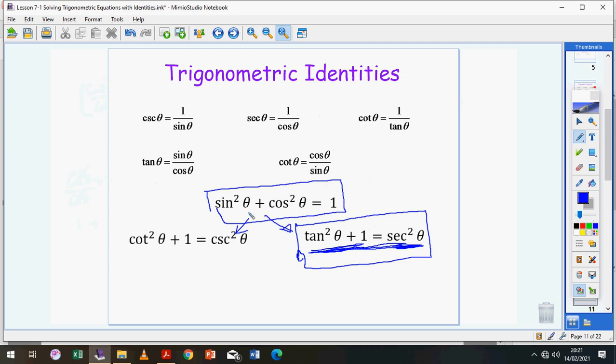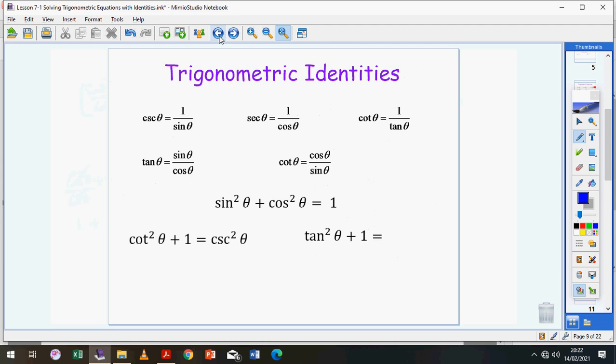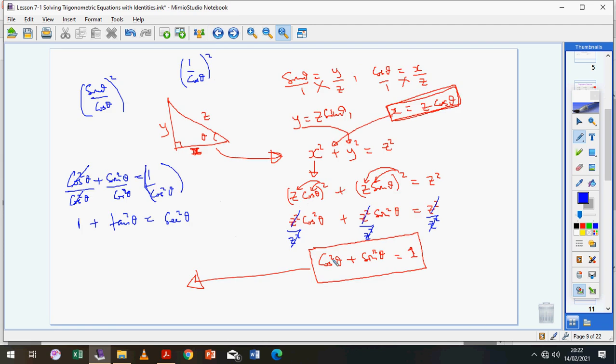If you eliminate cosine, you get the tangent one. If you eliminate sine, you get the cosecant one. That's what I was going to show you here. If I do this again, but instead of eliminating cosine, I try to eliminate sine, I'll divide each term of the equation by sine squared theta. So I'll have cos over sine. Remember, cosine over sine is cotangent squared theta. Sine over sine is 1, and 1 over sine is cosecant squared theta.